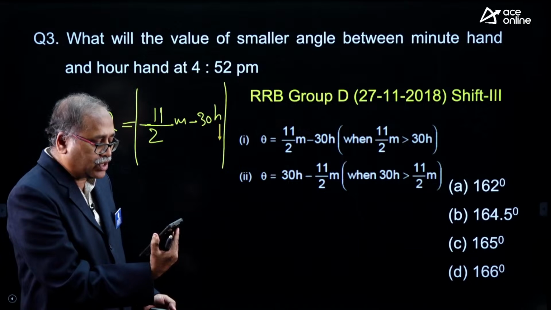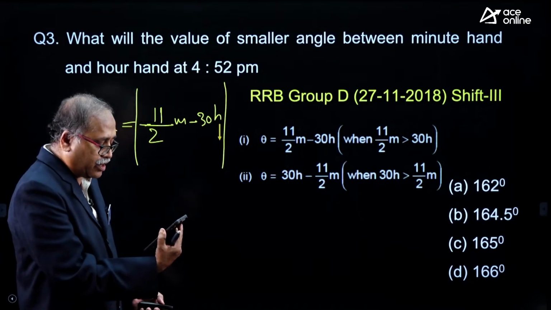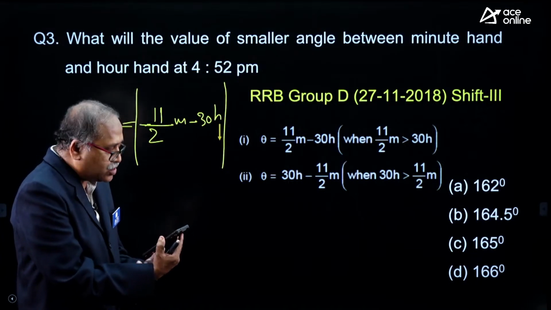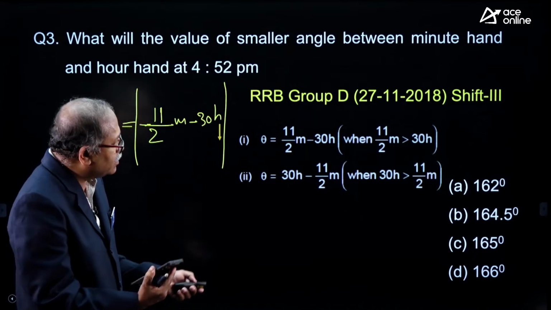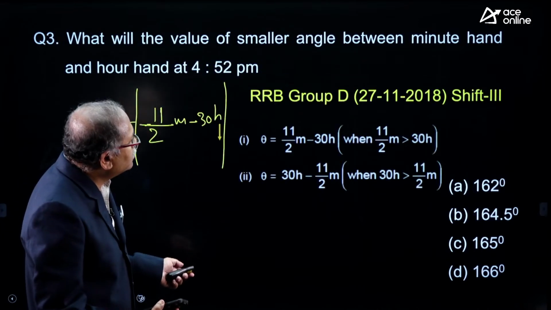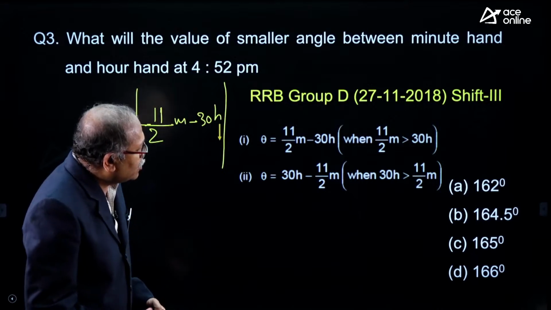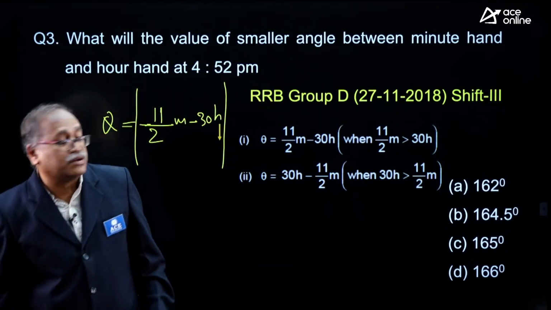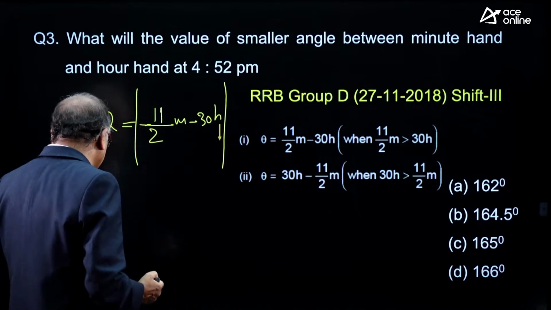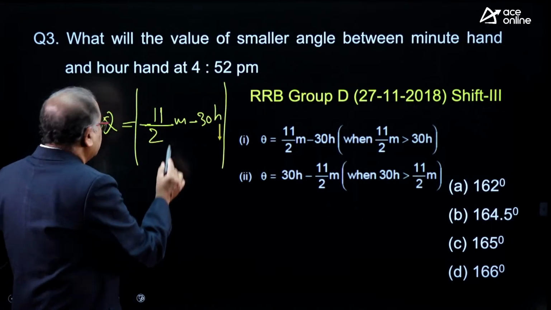Okay, and Anusha and Raman Kumar. Raman Kumar says option D. Let me check that. Option D, 166. So if I go with this method here, then what is m here?